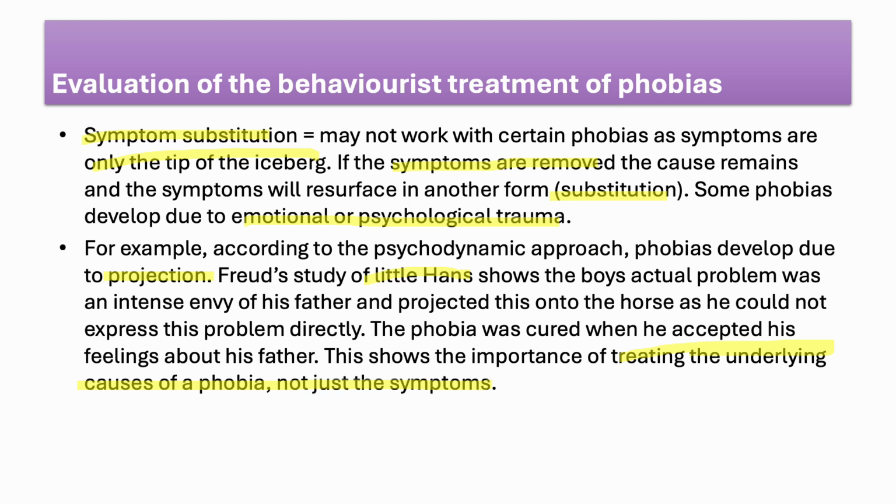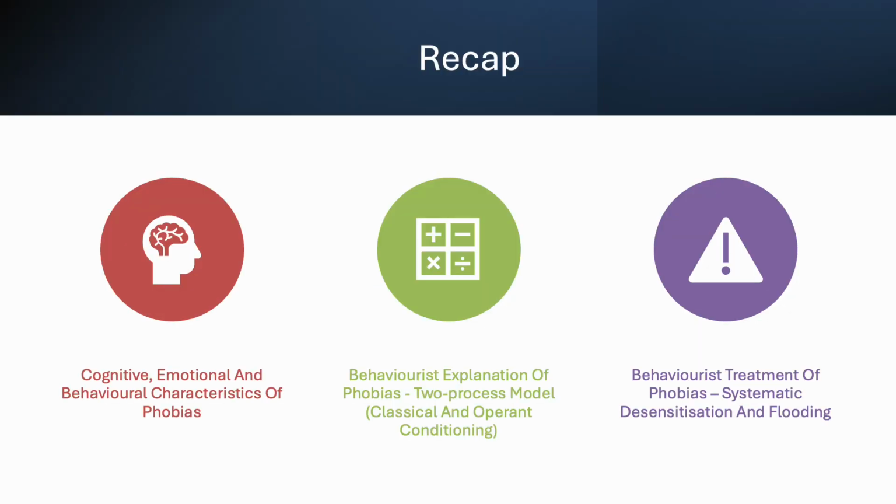Moving on now to recapping what you need to know for phobias. So you are expected to know the characteristics of phobias. You are expected to know the explanation of phobias according to behaviorism, which is your two-process model. And then you are expected to know systematic desensitization and flooding as treatments. Please remember, and skip back to the beginning of the video if you need to, that there are specific elements of systematic desensitization that you do need to know and be able to describe.